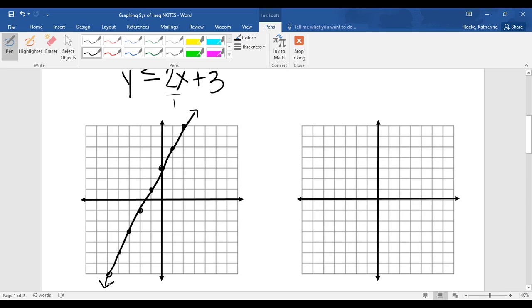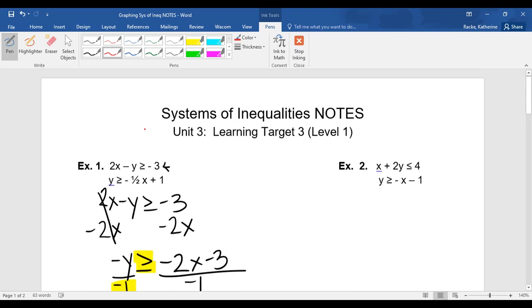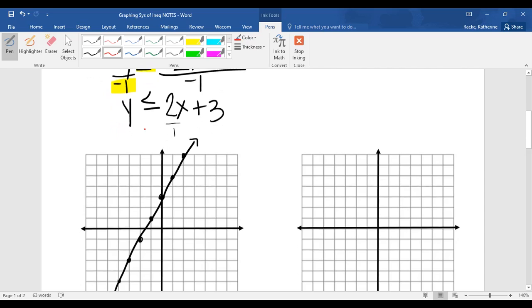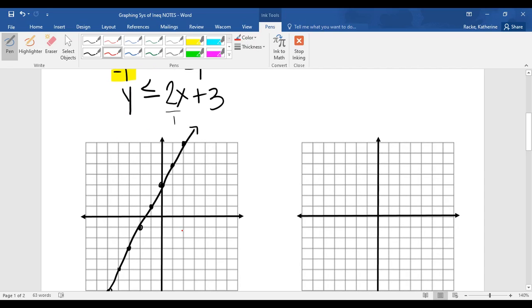Now I am going to do the other line, which is y is greater than or equal to -1/2 x plus 1. So I'm starting at plus 1 on the y-axis, and then my slope is negative, so I'm going up 1 to the right 2. So up 1, right 2. Back to my y point, down 1, right 2.